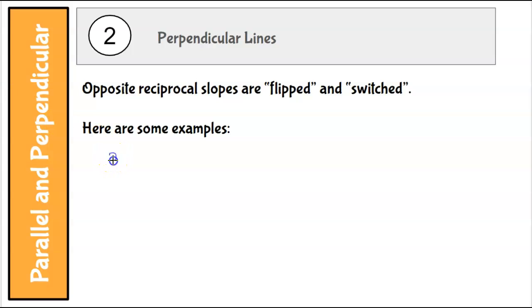So for example, if one slope was 3/4, then the opposite reciprocal slope would be flipped and switched. So it would be 4/3 and negative. These would be perpendicular slopes. If you had negative 3/5, then think about what would be the opposite reciprocal slope. It would be flipped, and the sign would switch to positive. So these would be opposite reciprocal slopes, which would indicate perpendicular lines.